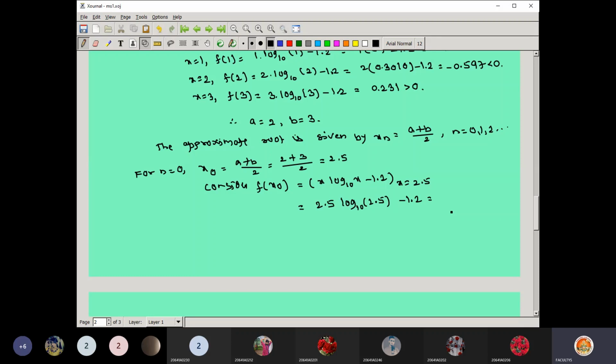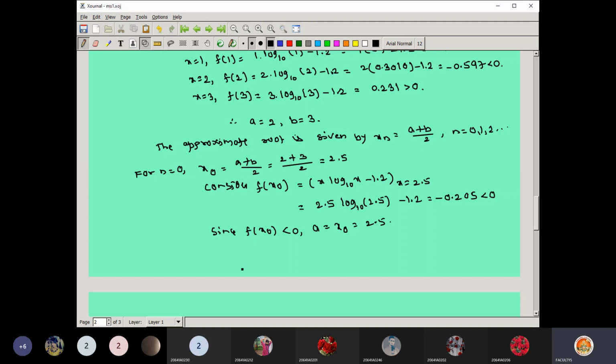2.5 into logarithm of 2.5 minus 1.2. Substitute as the expression is given. Tell me the answer. Minus 0.205. So this is not equal to 0, less than 0. So when it is less than 0, making a statement, since f of x naught is less than 0, a is changing, a equal to x naught. So your x naught value is 2.5.